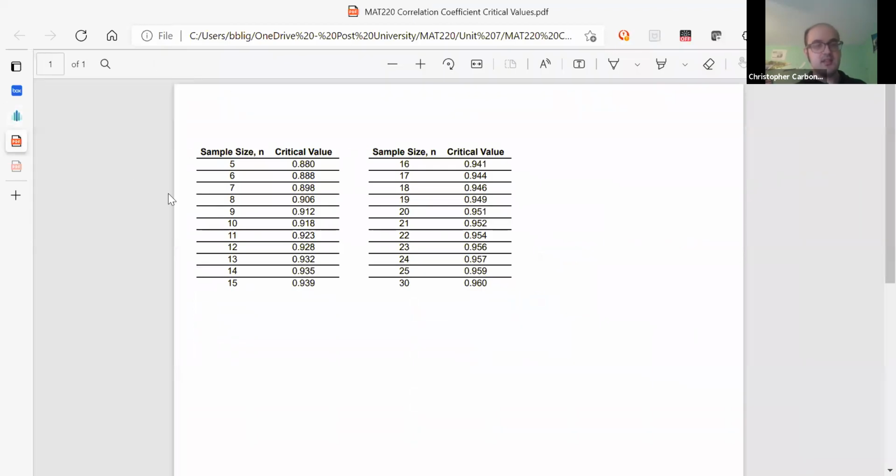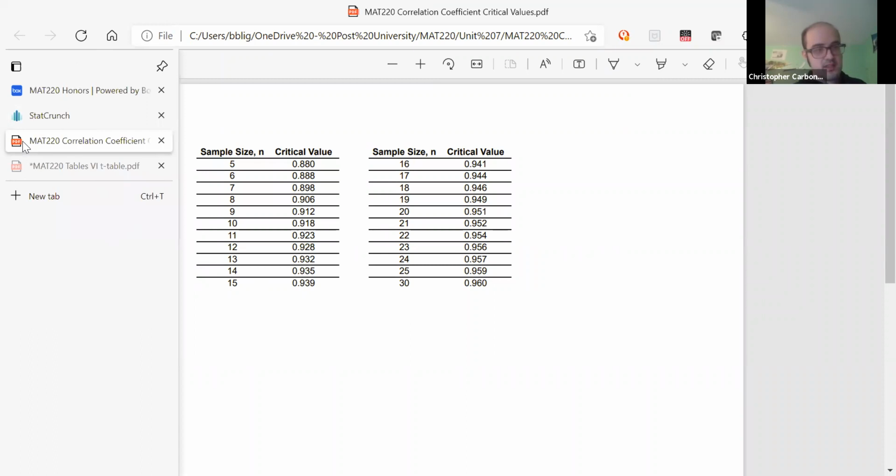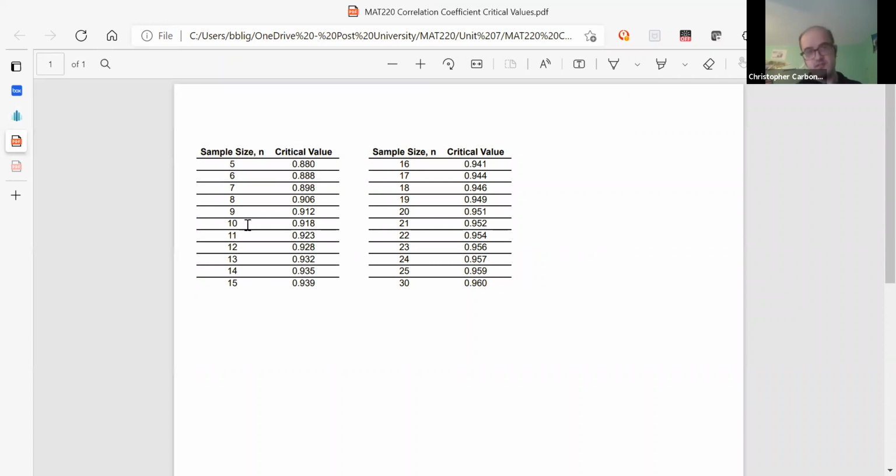So on the test, they are going to provide to you this table, which is the correlation coefficient critical values table. And we base it on our sample size. Our sample size in our sample here was 10. So we're using this row here in this case. We'll be talking more about this in Unit 8. Well, the sample size of 10, critical value is 0.918.